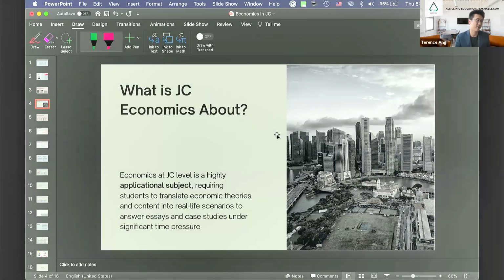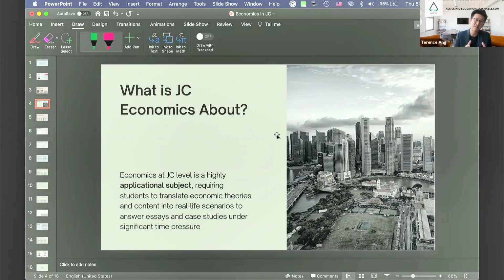What is JC Economics about? Now, in a nutshell, economics at junior college is probably the most applicational subject that your child would face in 2 years, because it requires you to translate a lot of economic theories that you learn in the lectures and in your textbooks, and turn all of that into real life, right?